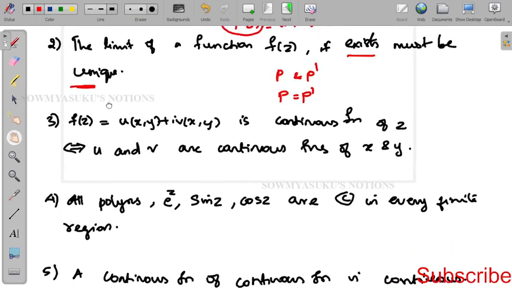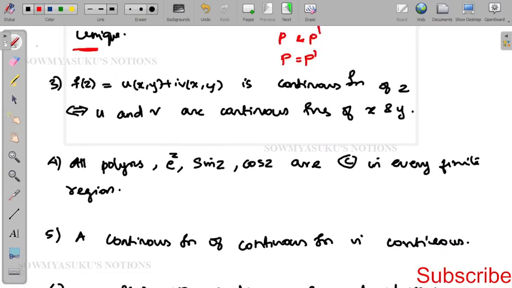The third one, f(z) is equal to u plus iv is a continuous function. A function is said to be continuous if the limit as z tends to z naught of f(z) is equal to f(z naught). This is the condition of continuity. So if the function is continuous, then you can say that the real and imaginary parts are also continuous.